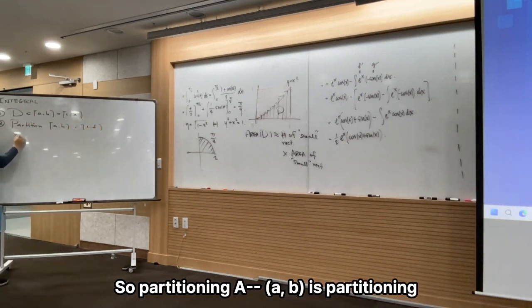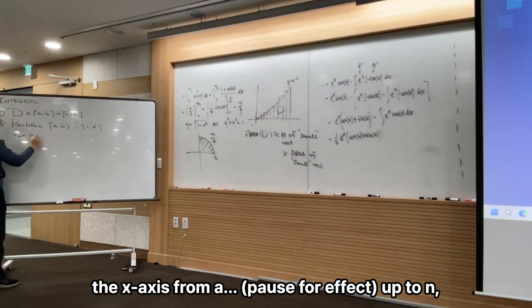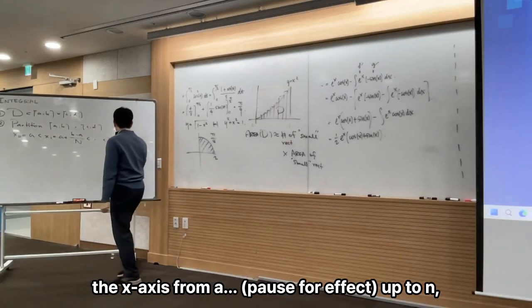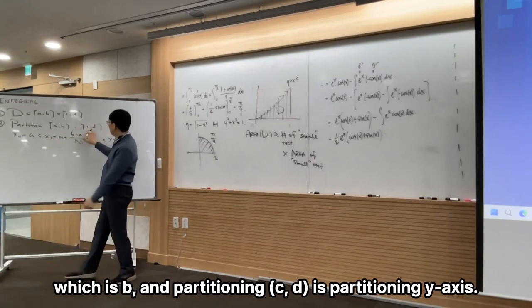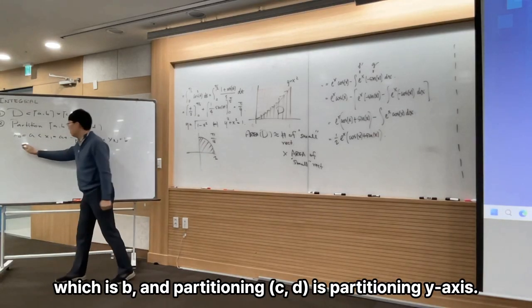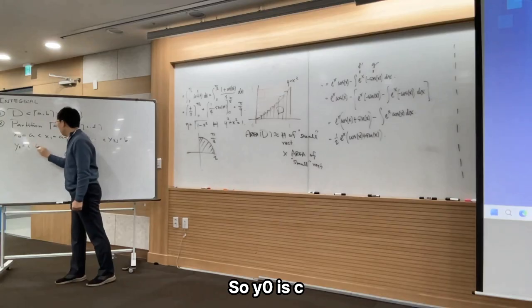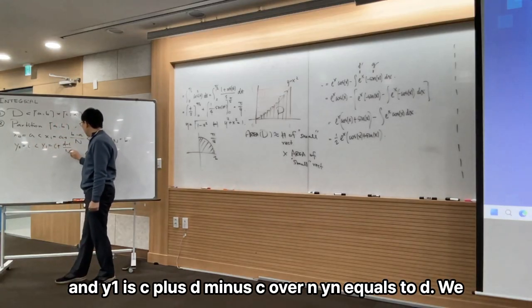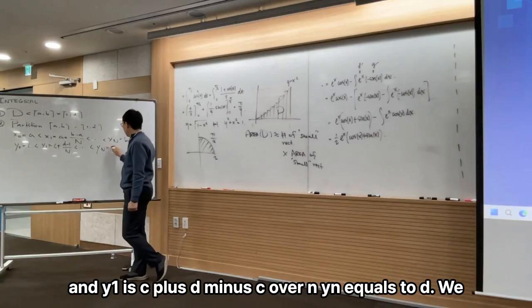So partitioning A to B is partitioning the x-axis from A up to N, which is B. And partitioning CD is partitioning the y-axis. The y0 is C and y1 is C plus (D minus C) over N, and yn equals D.